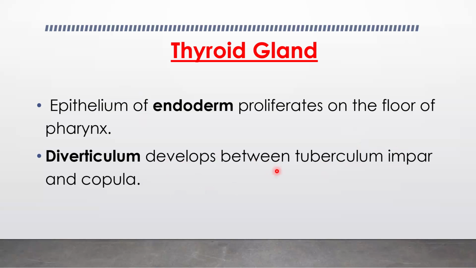Remember, the tuberculum impar was forming the anterior two-thirds of the tongue, and the copula was forming the posterior one-third of the tongue. So this diverticulum will develop in between, on the boundary. That's how the foramen cecum is formed. The foramen cecum is a very important landmark and a stage in the development of the thyroid gland. So we've had the endoderm proliferating downwards to form the diverticulum, and the diverticulum forms the foramen cecum.